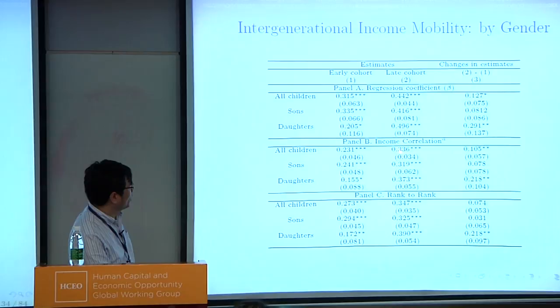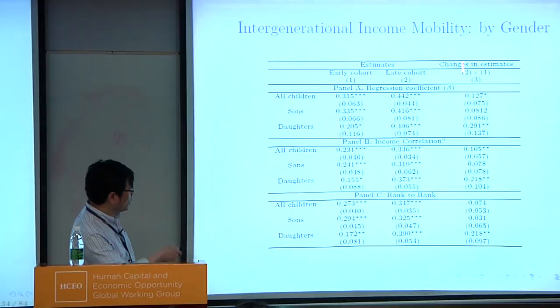Income correlation, okay? So this is now adjusting for standard error. That's just the log-log coefficient, okay? Similar picture, early cohort, later cohort, the difference is positive. So they have all gone up. And the difference, again, is very big for daughters, for females, right? Rank-rank regression, okay? Again, early cohort, later cohort, they have all gone up, 0.2 to 0.3, okay? 0.3 to 0.325, and daughters, 0.17 to 0.39. Again, the daughter coefficient is really going up a lot.